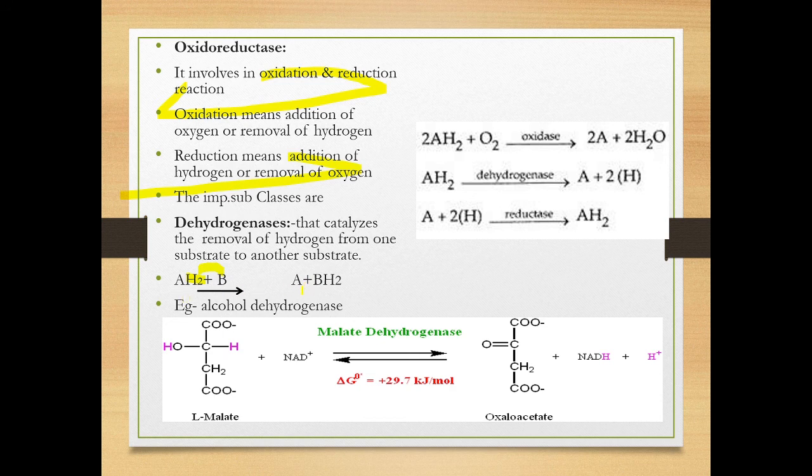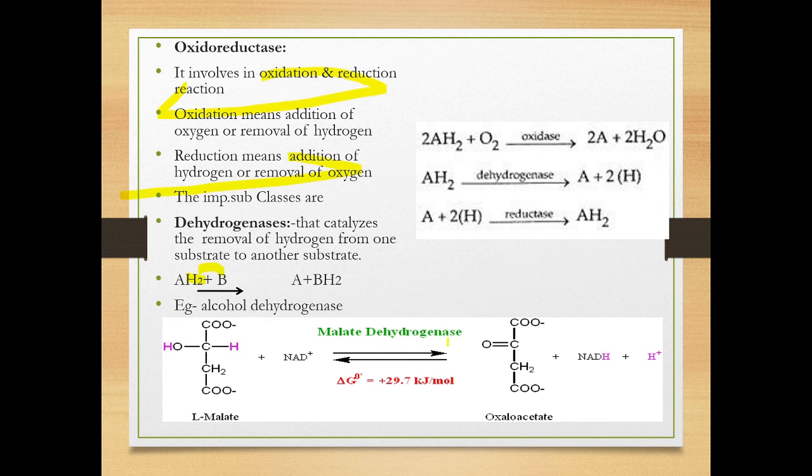AH2 becomes A and B becomes BH2. So the hydrogen atoms are removed from here and added here. So this is called a dehydrogenase. One of the examples is alcohol dehydrogenase. So this is malate or malic acid. We can see two hydrogen atoms here. So malate dehydrogenase. So what will they do?